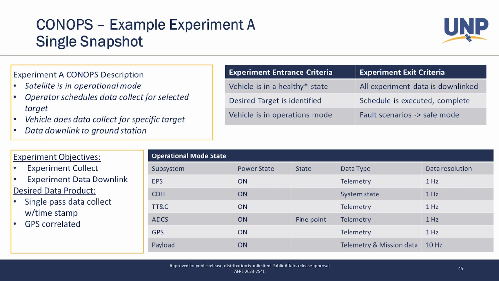Operational mode state, this is an example of what I was talking about earlier. Each mode should have a state definition for what your data resolution collect is, what data type you're getting. Maybe each system produces different data types, right? The example here is the payload. You've got telemetry and you've got mission data. This is something you want to define for each, however you break out your ConOps. Maybe it's on an experiment basis, maybe it's a mode basis, but you want to make sure you've understood that, because that's important for your data budget. It's important for your power budget, and it's important for things like thermal as well.